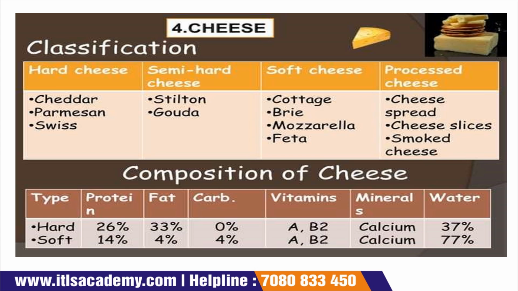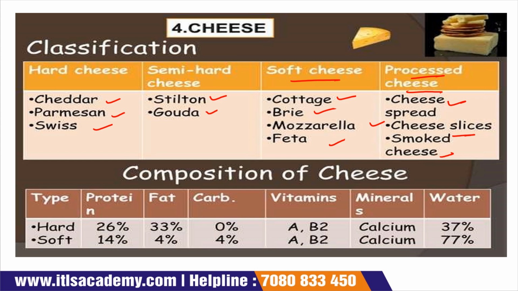Now the next one is your cheese, and the classification of cheese: hard cheese, semi-hard, soft, and processed. Hard cheese like your cheddar, parmesan, sweet. Semi-hard cheese like your Stilton, Gouda. Soft cheese like your cottage, brie, mozzarella, feta. Processed cheese like your cheese spread, cheese slice, smoked cheese.